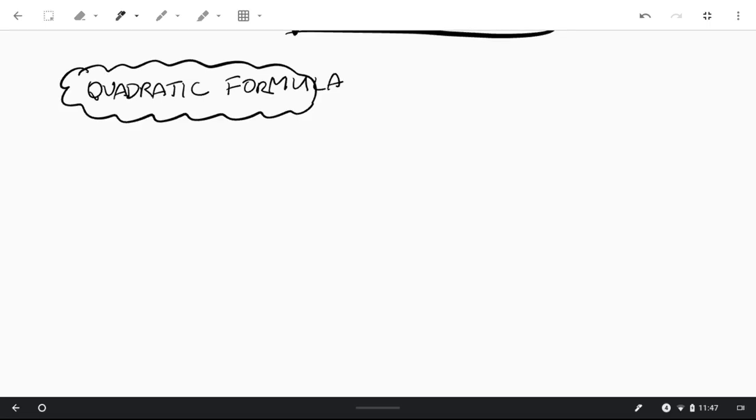I have a bit of a delay over here, so my cloud didn't quite make it around formula, but that's okay. All right, so hopefully you do remember the quadratic formula. If not, here it is.